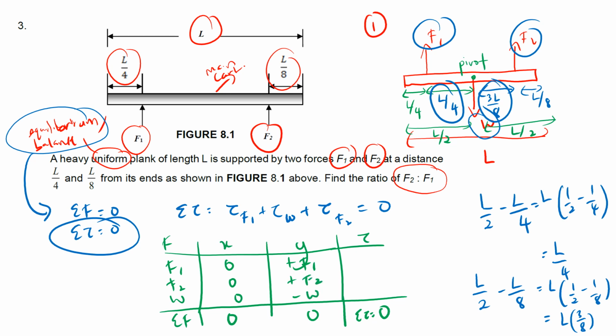I cannot use these two because there are too many unknowns. I don't know F1, F2, and I don't know W because it is not mentioned in terms of the numbers, so I cannot use these two; it leads to a dead end. That's why I use torque. How do we do torque? Remember, W sits on the pivot, so the torque here is 0.